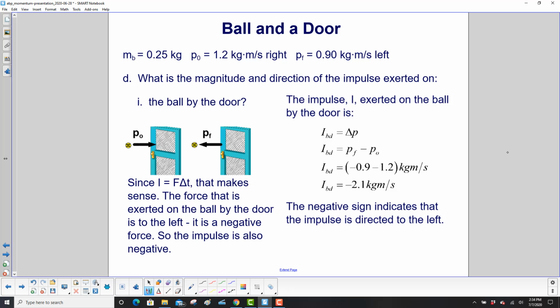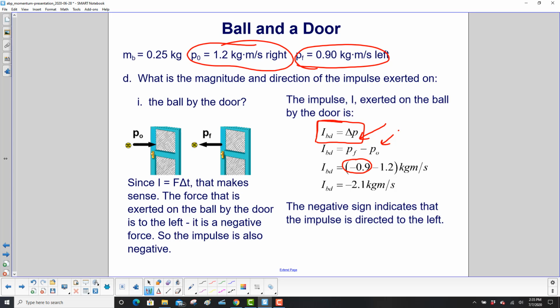What is the magnitude and direction of the impulse exerted on the ball by the door? Well, the impulse is change in momentum. So we have our P final minus P initial. And remember we said earlier the signs were important? P final is to the left, so we need a negative sign here for the final momentum of the ball, minus the positive momentum because it's to the right, and we get a negative impulse of 2.1 kilogram meters per second. The negative sign indicates that the impulse is directed to the left.